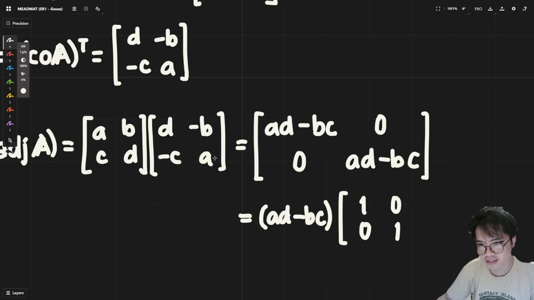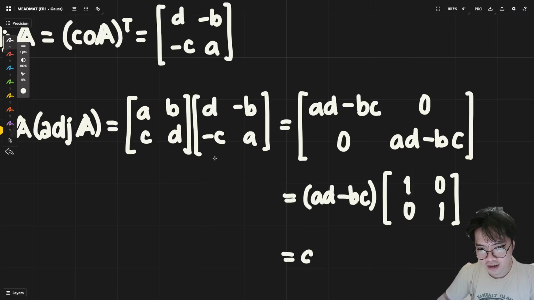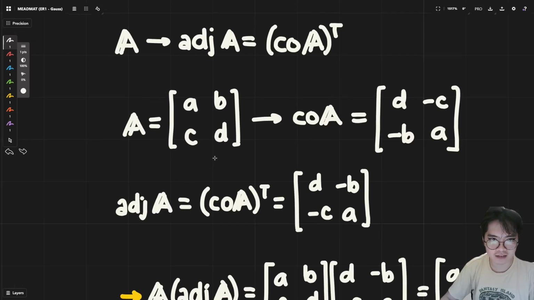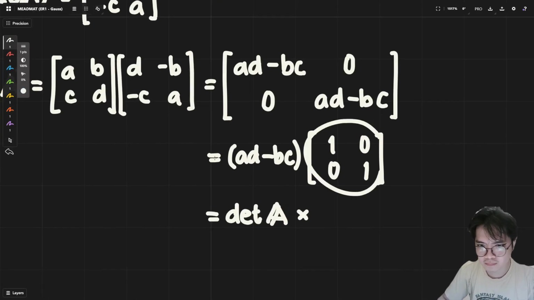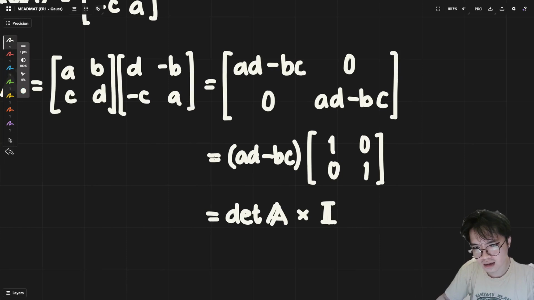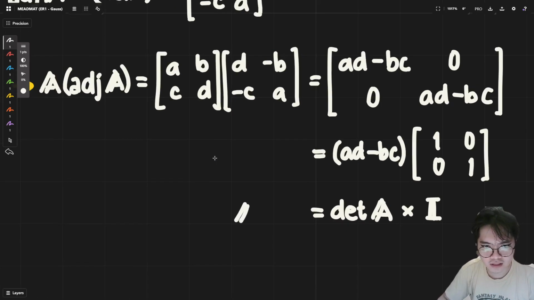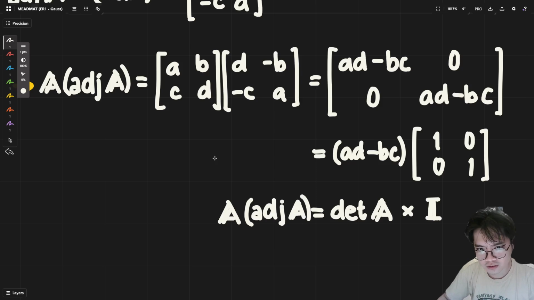That is actually going to be the determinant of your original function, right? A, B, C, D, right? AD and then BC. That is the determinant of your original. And look at this. This is basically your I, right? This is your unit matrix. This is a 2 by 2 unit matrix. So that means that A times adjoint of A gives you the determinant of A times I.